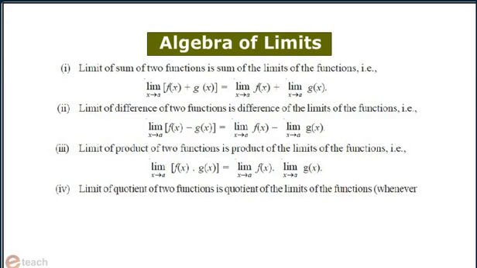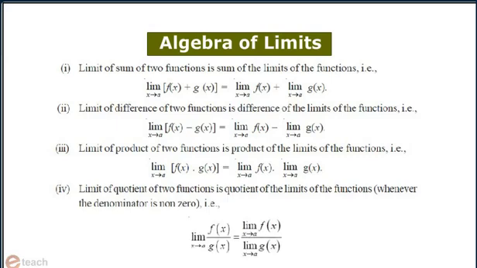Number 4. Limit of the quotient of two functions is the quotient of the limits of the functions whenever the denominator is non-zero, that is, limit x tending to a, f(x) divided by g(x) equals limit x tending to a f(x) divided by limit x tending to a g(x).